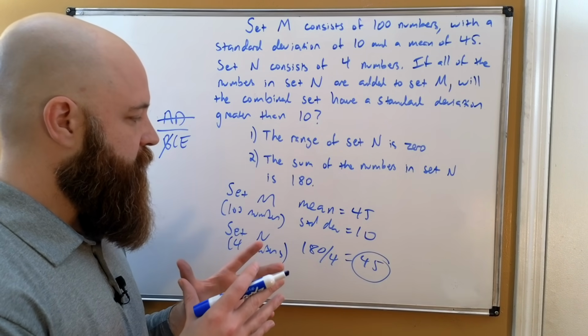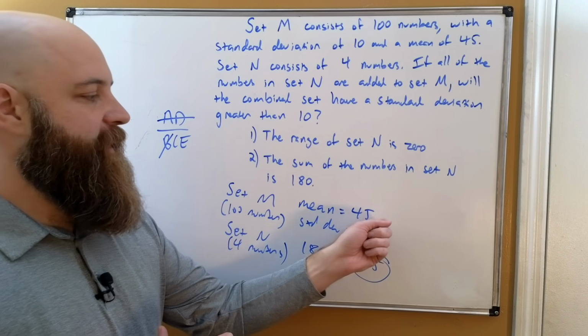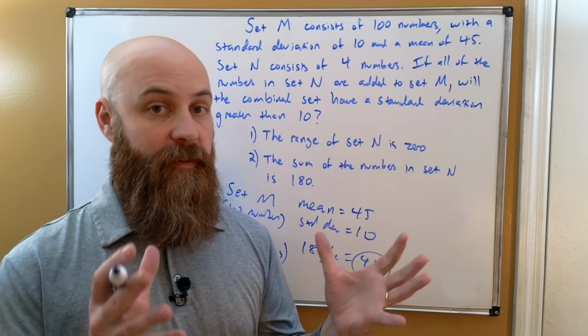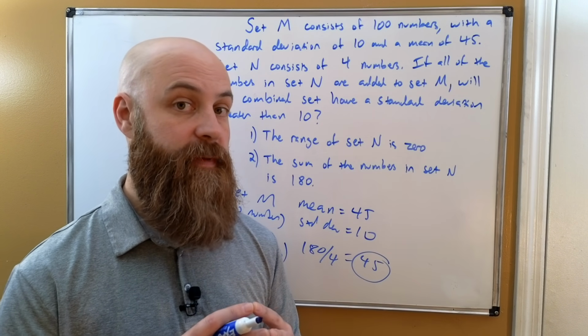Okay, so how is that going to impact the standard deviation? Well, I'm adding the mean 4 times. So what impact is that going to have? Well, the numbers on average are getting less spread out. On average, they're closer to the mean.